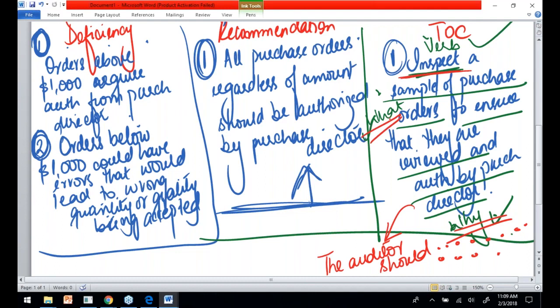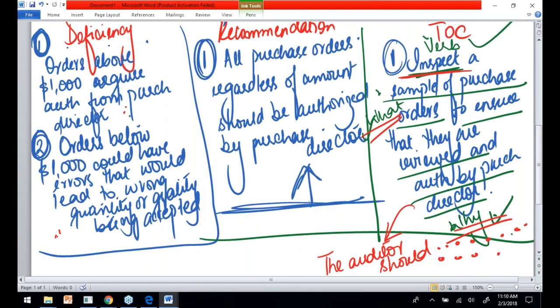Remember, your TOC will in most cases be written in 1 line. It should have 3 components: a verb, a what, and a why. If you can't think of a verb, an action to start your sentence with, please start with the words "the auditor should." For your TOC, focus on your recommendation, ignore the deficiency altogether. For your deficiency, copy words from the case scenario first, then mention the impact on the business. Notice that I'm saying on the business, and then write down your recommendation.